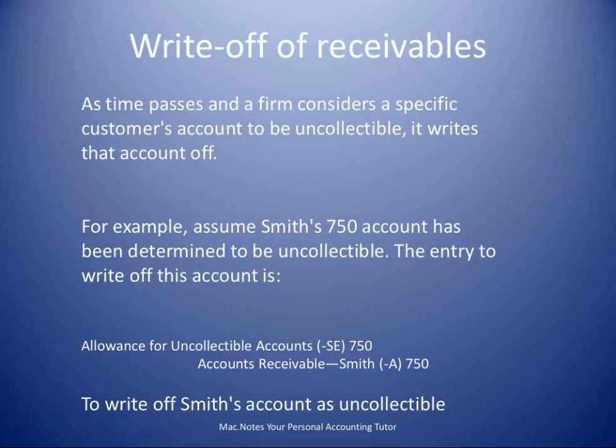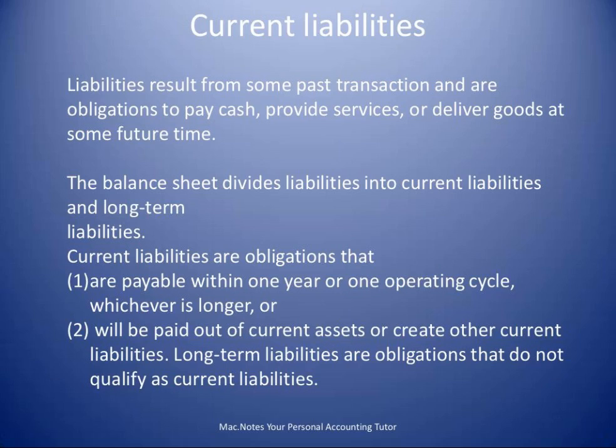Now, when we write them off, as time passes and a firm considers that a customer has gone bad, as soon as Guy Smith, well, what we do is we debit the allowance and we take them out of the accounts receivable. Credit the accounts receivable.